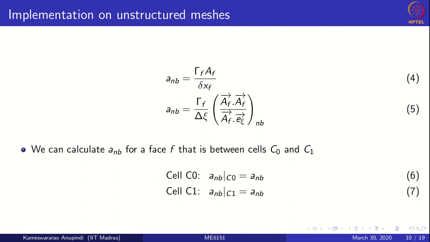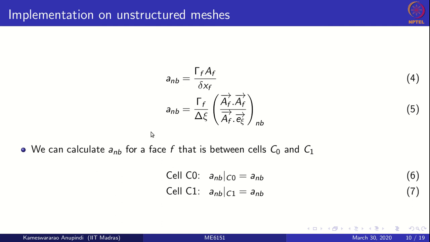A neighbor, if you have a structured mesh, is as shown in equation 4: A and B equals gamma F AF by del XF. That we have already seen. But if you have an unstructured mesh, what will be your A and B? A and B comes from the primary gradient coefficient, from the primary gradient term, that is A and B equals gamma F by del xi F times AF dot AF by AF dot xi. That is your primary gradient coefficient, that is A and B.